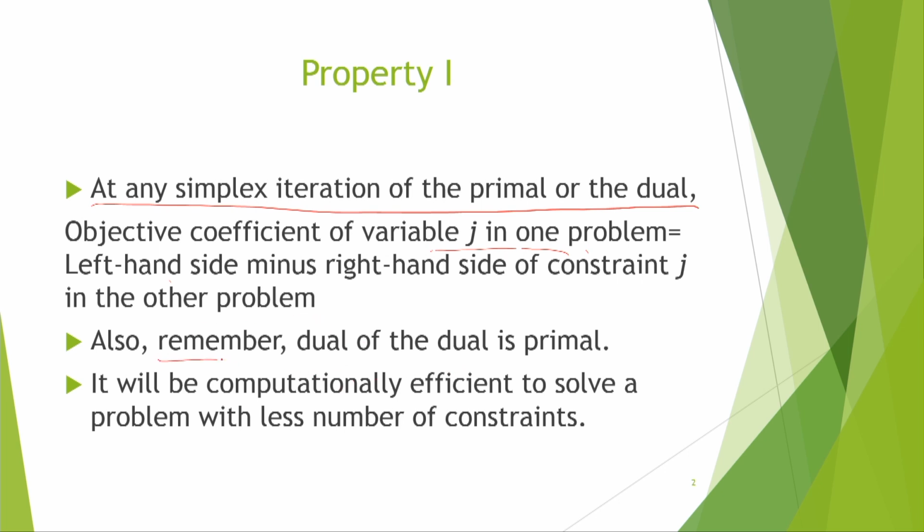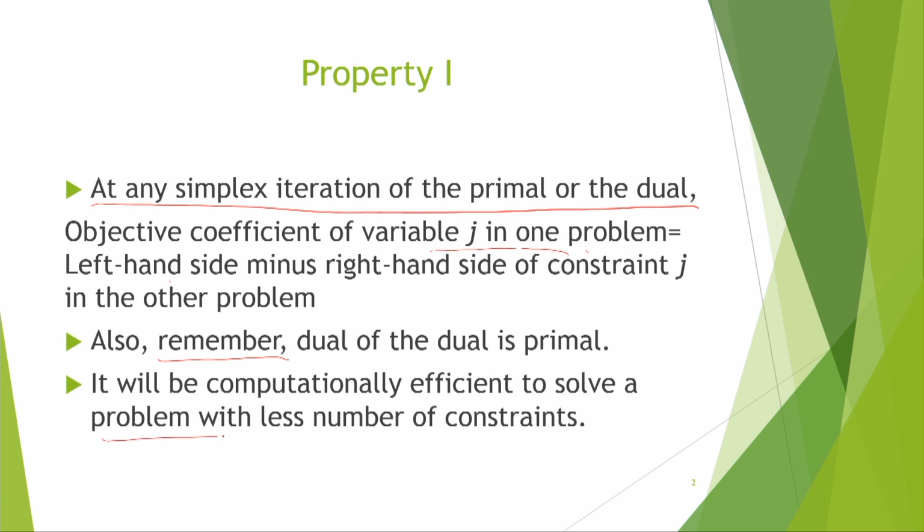Also remember, dual of the dual is primal. This is very obvious: if I make the dual of a primal, and again make the dual's dual, it will become primal again. So, what is the advantage in that? Since there is a correspondence, the number of variables in one problem is equal to the number of constraints in the other problem. Suppose there are 5 variables in the primal, then they will become constraints, and vice versa. So, it will be computationally efficient to solve a problem with fewer constraints.